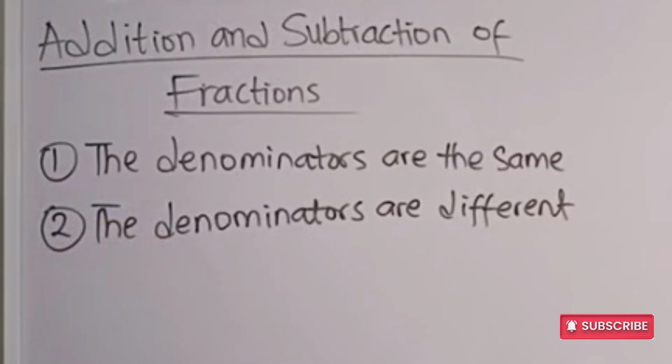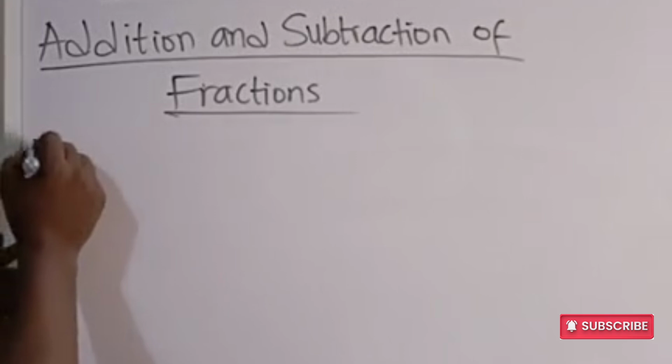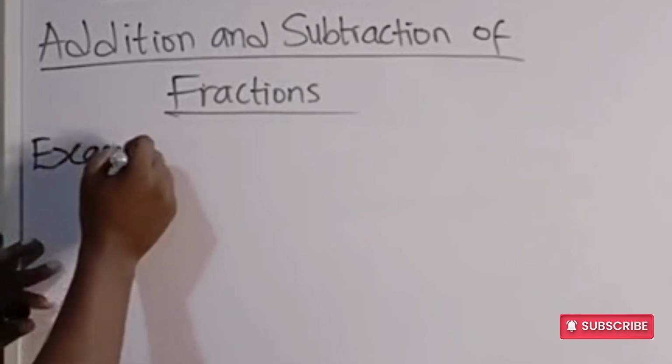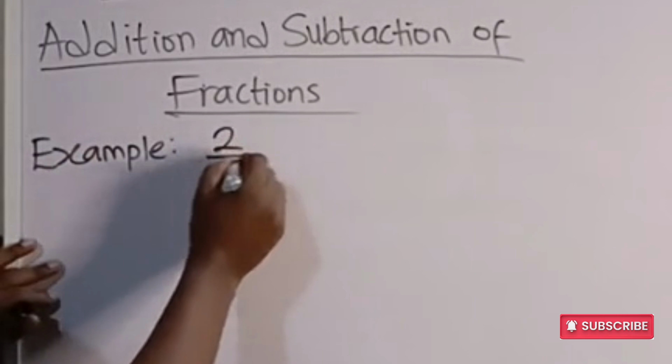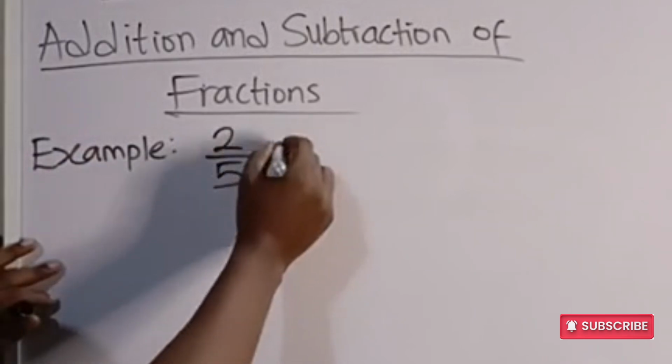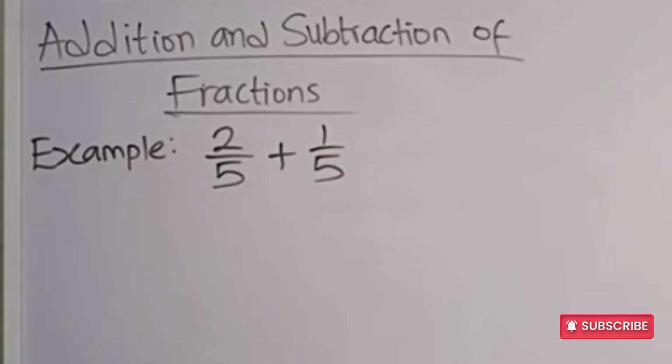The way you solve fractions when the denominators are the same is a little bit easier than when you are solving fractions with different denominators. The first three examples we're going to look at are situations where the denominators are the same. Okay? So the first example, two over 5 plus 1 over 5. This is a very simple fraction to solve.